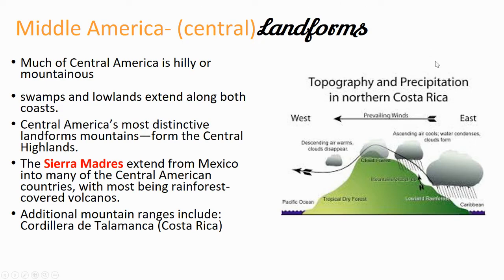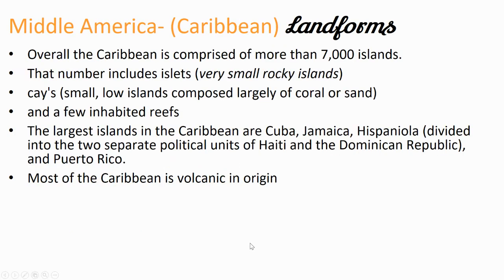Here we see a picture of how the winds coming off the Caribbean go up the windward side of this mountain. They drop their water on that side, which ends up leaving the Pacific side of these mountains in Costa Rica the drier side.